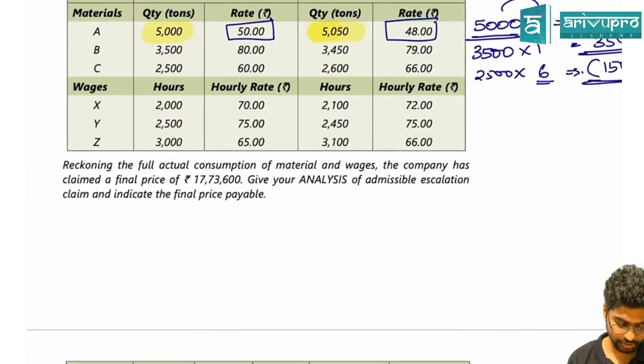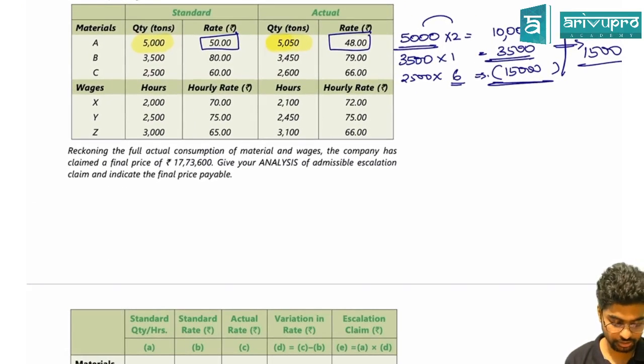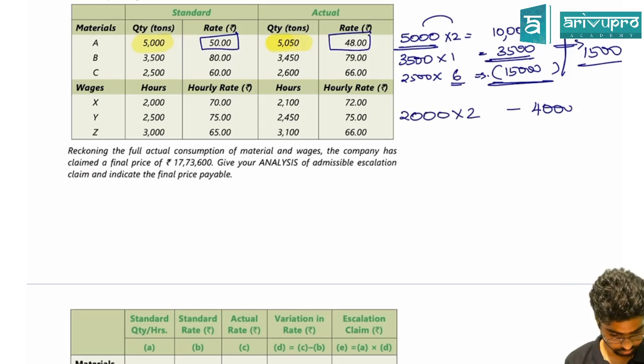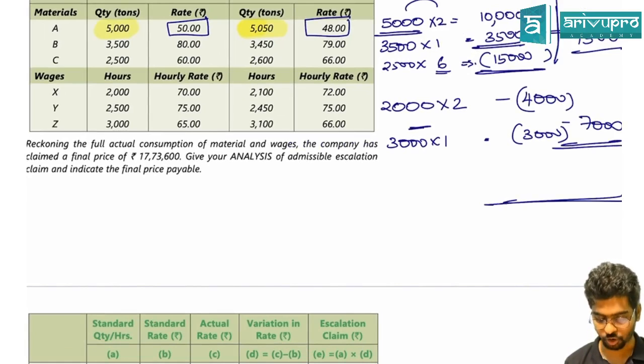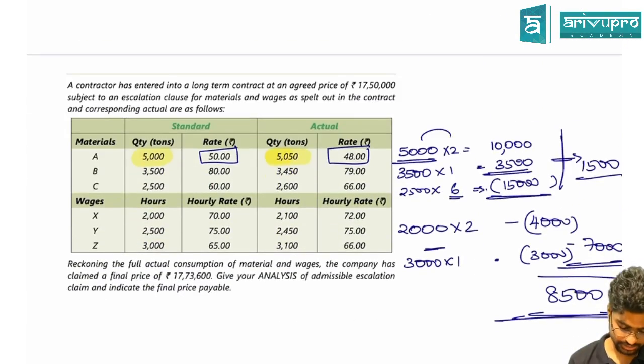Let's do the same thing with labor. Labor, what is happening? First one, is it increasing or decreasing? Labor? Second one, no increase, no decrease. Third one, so labor also increased by 7,000. So the total price of the contract should increase by what? 8,500. Are you clear? Madam, see here.